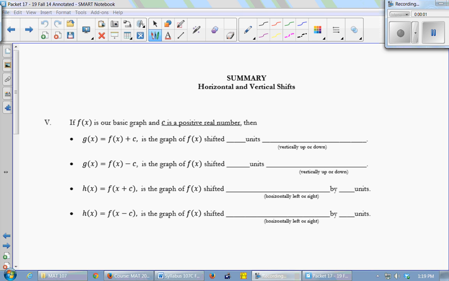Okay, so if f of x is our basic graph, also referred to as the parent function, and c is a positive real number, if we want to graph a transformation of f, where we're graphing f of x plus c, then f of x is shifted by how many units? C units. And is it vertically up or down? Vertically up.